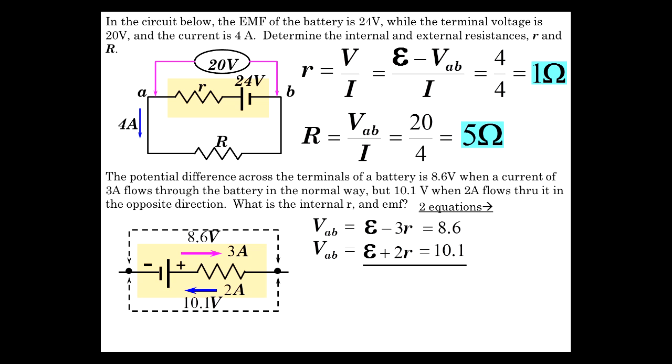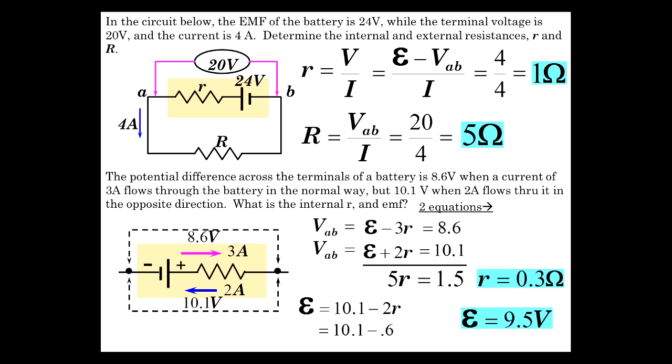All right, so we can basically take this one and subtract this one. That's what I'm going to do. And so these go away. 2R minus negative 3R is 5R equals 1.5. R is 0.3 ohms. Now we can just stick that back in for this one. EMF is 10.1 minus 2R gives us 9.5 volts. And so there's our answer.